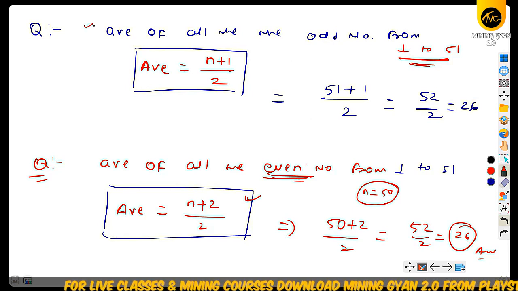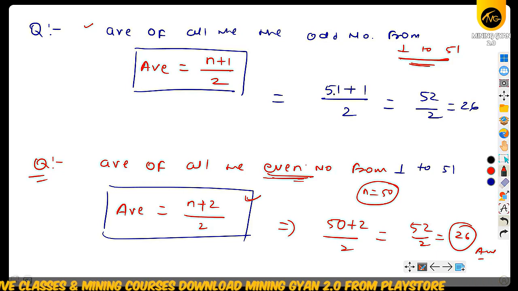लेकिन पहले वाले पोर्शन में क्या हुआ था? Because 51 is already an odd number, that's why the last number is 51. That will be n. So n plus 1, that means 51 plus 1 divided by 2. So again 52 divided by 2, the answer will be the same.